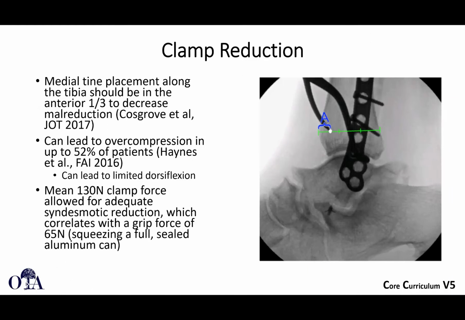If you're doing your clamp reduction to close things down, you do have to be careful that you don't cause translation or overcompression. So there's a lot of technique involved with making sure that you don't malreduce these as you try to close them down or reduce them. Remember, you potentially have more sagittal plane instability as well. And here's where contralateral images can be helpful. So here you can see how there's a likelihood to potentially cause the fibula to translate anteriorly if you're not careful.